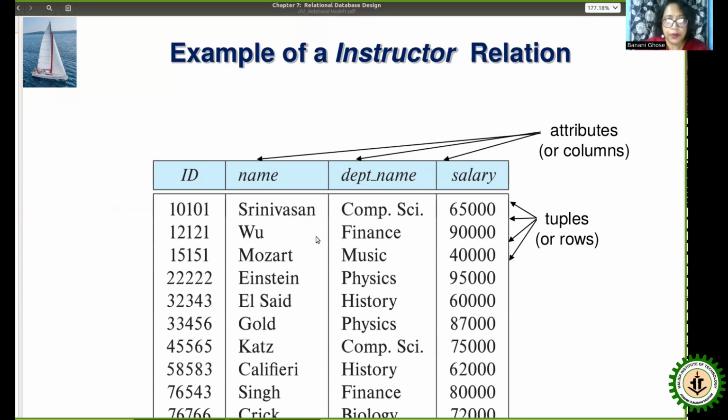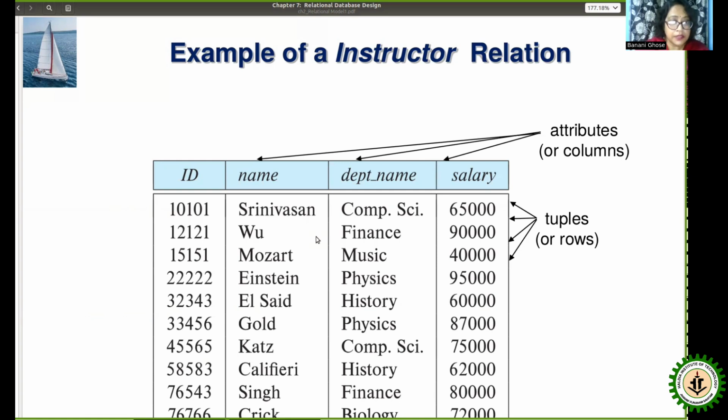What about the rows and columns of this particular table? Individual attributes. Attributes are what? Attributes are the characteristics of the entities. Now, the entity name is the same as the relation name. So here, what is the entity for which the database is made? It is the instructor entity. And the instructor entity has 4 characteristics. These are called the attributes.